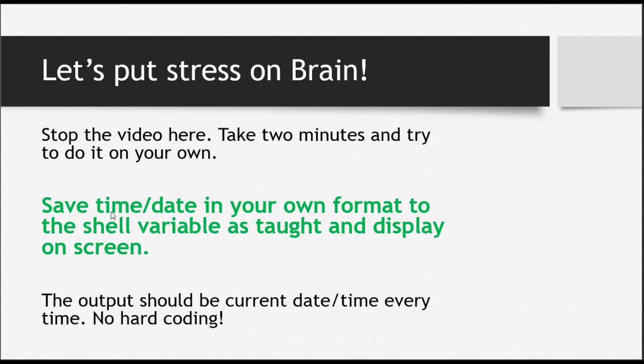So what you have to do is you have to save time and date, or time or date, whatever you want, in your own format to the shell variable as I just taught you, and then display it on screen. So the output should be the current date or time every time, right? So whenever you run it, the current date and time at that particular time should be shown. There should be no hard coding. So keep that in mind. So try to do this and then resume your video. So stop your video right here.